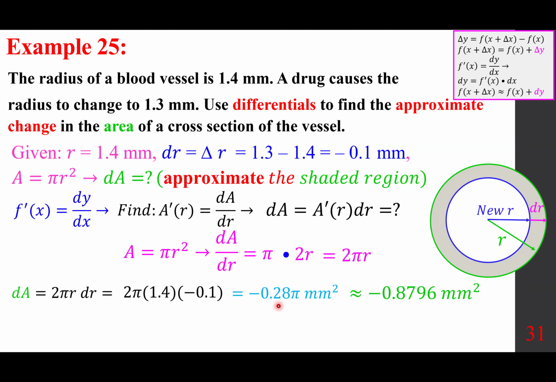Now, it's important to understand we can actually find the exact answer, which is delta A. Delta A is the area of the two circles, subtracting one from the other. So this one is the smaller one, pi r squared, or pi times 1.3 squared. The bigger one is pi r squared, or pi times 1.4 squared. I factored out the pi, and as you can see, these two numbers are very close. So you can find the exact answer, but they wanted an approximation.